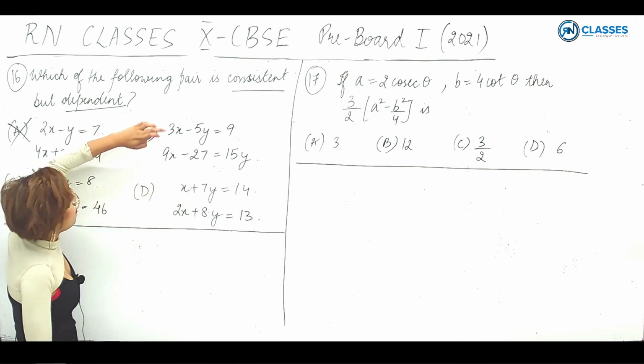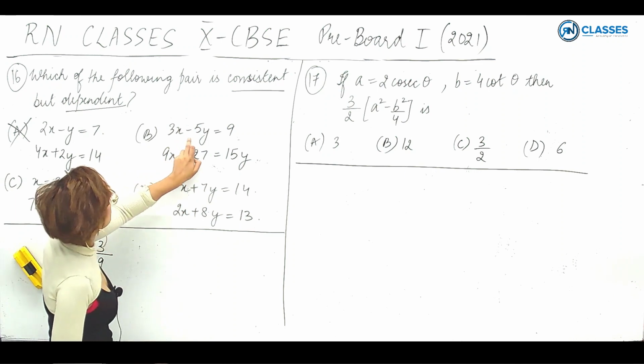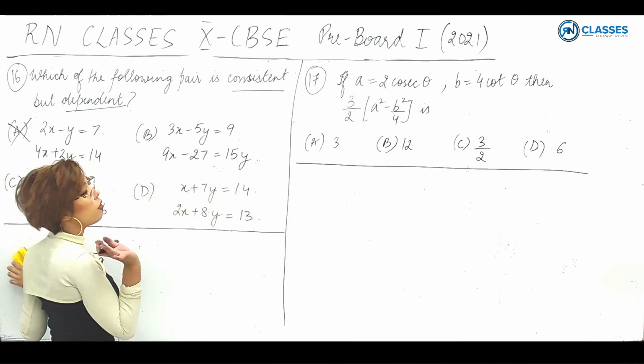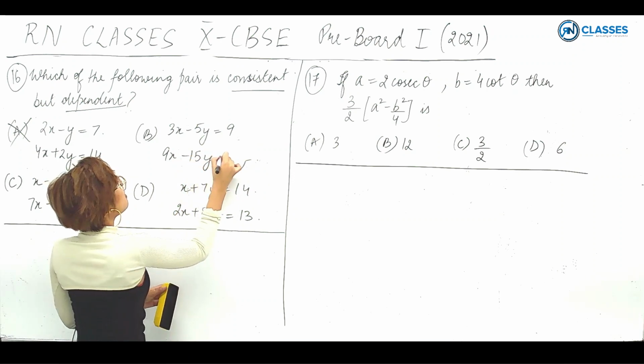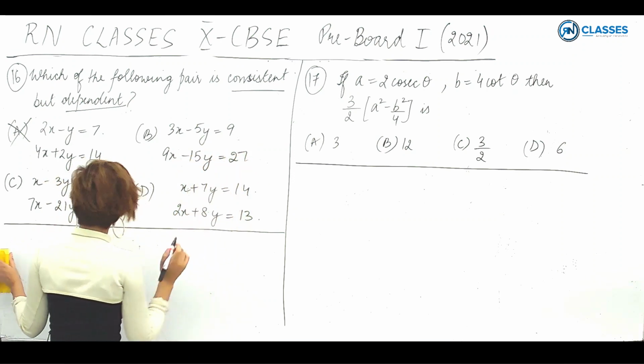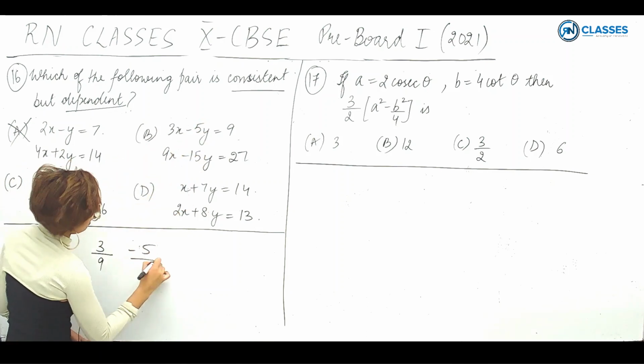Now A1 by A2 is 3 by 9. B2 is minus 5 by... first fix this, otherwise we will commit an error. So minus 15y is equal to 27. Right? Now let's see: 3 by 9, minus 5 by minus 15.